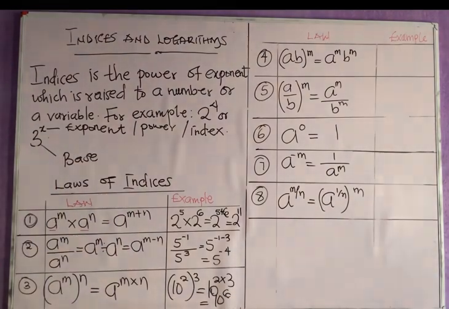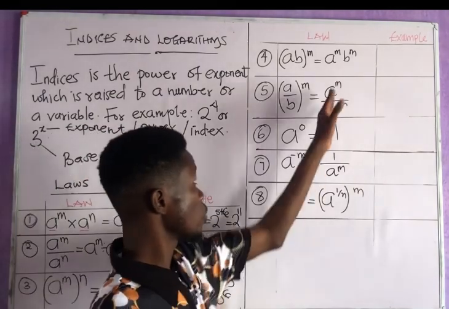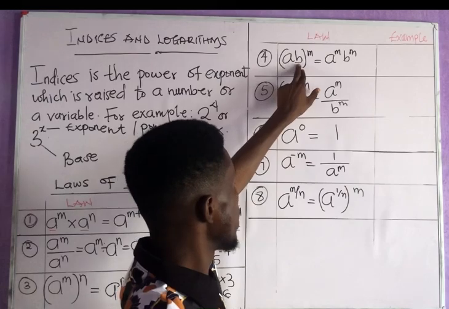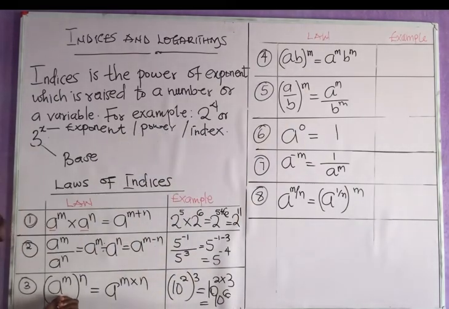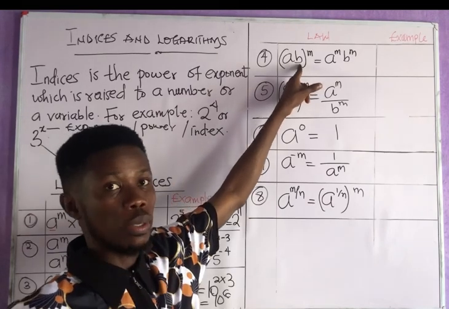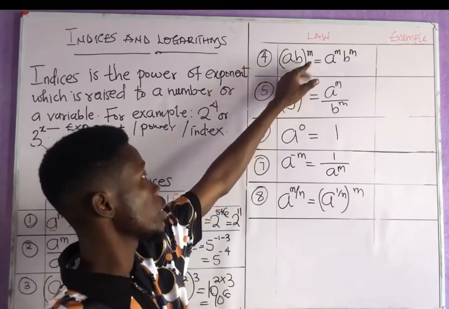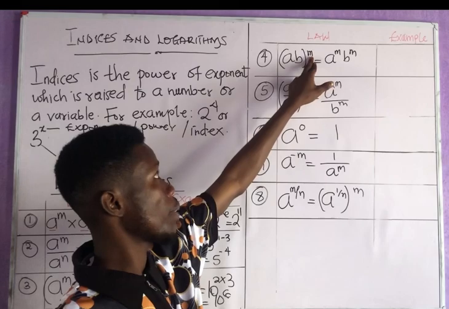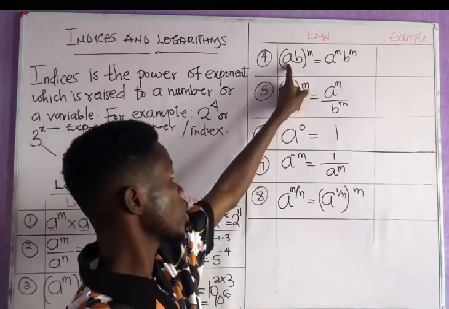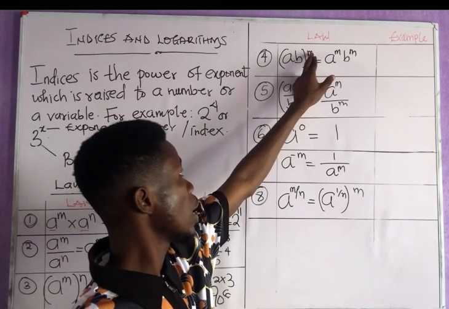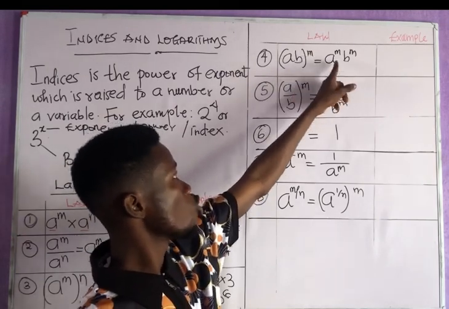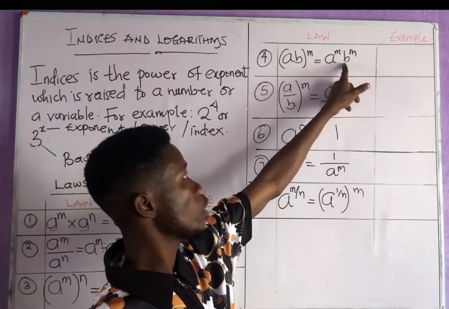This is very simple. Alright, so let's move to this one. This is ab to the power m. Unlike the previous one with one base, this one has two bases, and the bases are different. And it's raised to one power. When that happens, the power will affect this and that. It means that this is a to the power m, and b to the power m.